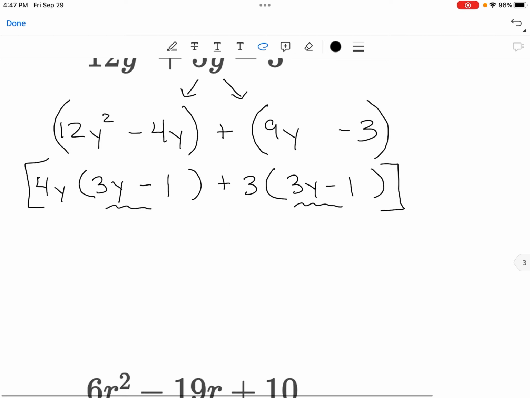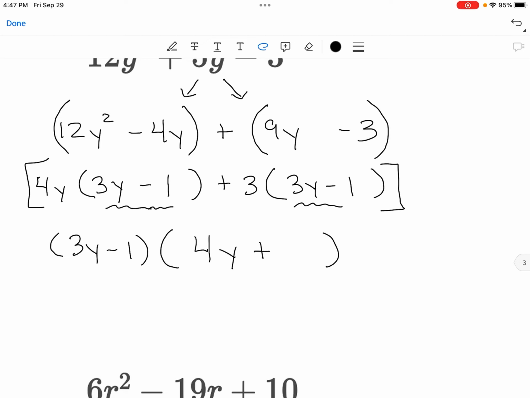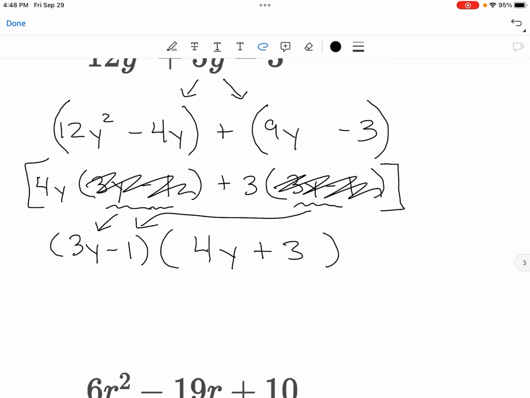And so that binomial that I just put the little wavies underneath, that's what's going to come out as your common binomial. And then what's going to remain behind is going to be the 4y plus the 3. Again, you're imagining this coming out. You're imagining this coming out. And so the 4y plus 3 is all that's going to remain behind.